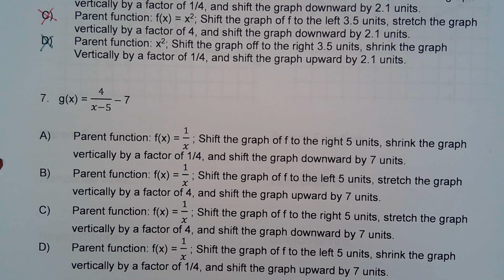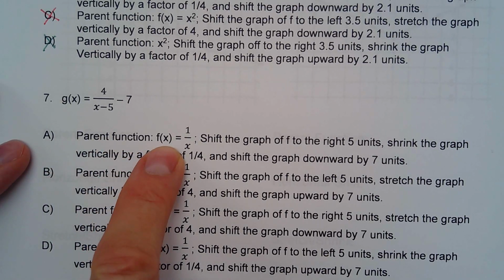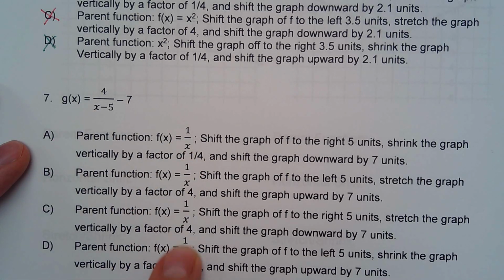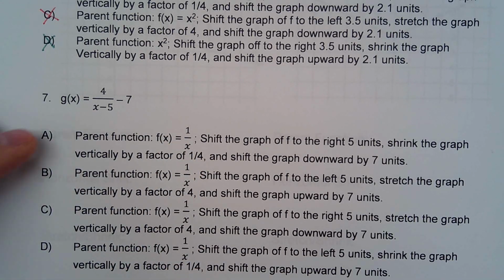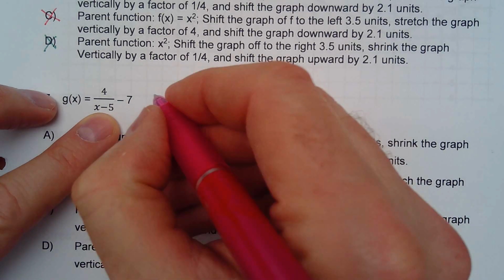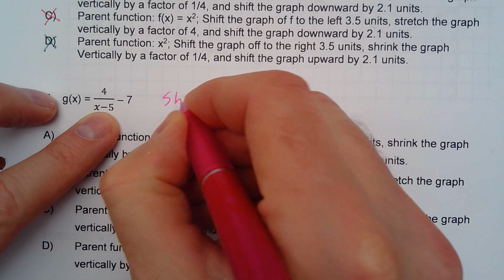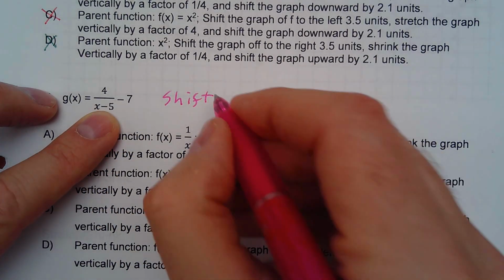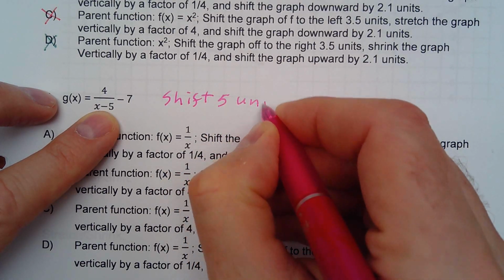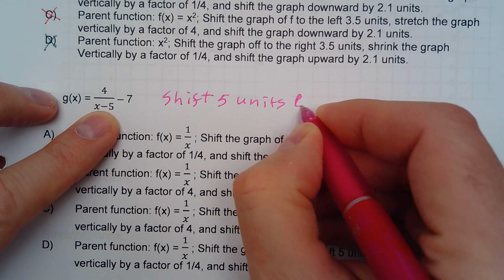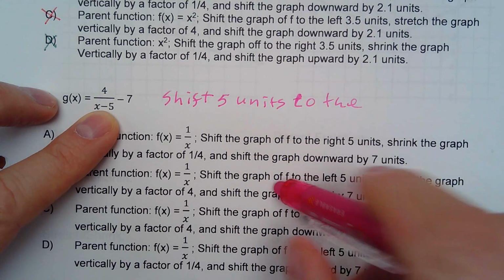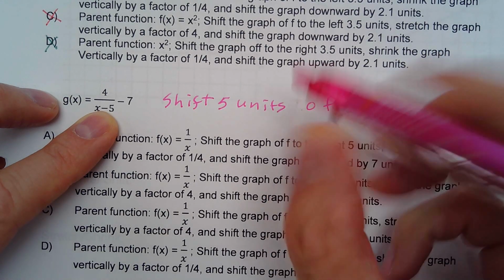All right, so we're going to do the same thing for number 7. I'm going to go through each of these. So, parent function f of x equals 1 over x. Okay, well, that's correct for all these. All right, so that's not an issue. Minus 5, so I'm shifting 5 units to the right.